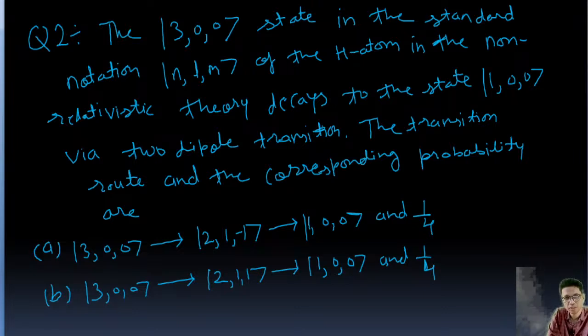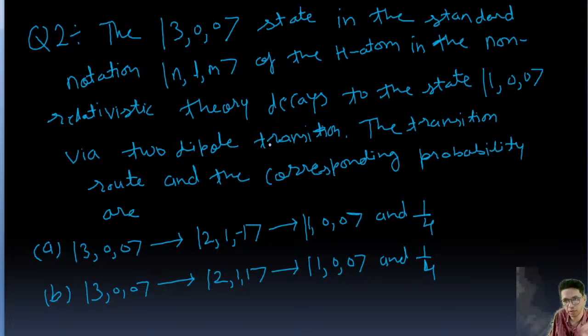I'll explain the question first, and after that I'll solve it. The question is: the state 3, 0, 0, in the standard notation n, l, m, of the hydrogen atom in the non-relativistic theory, which means the electron's velocity is not relativistic, decays to the state 1, 0, 0 via two dipole transition.